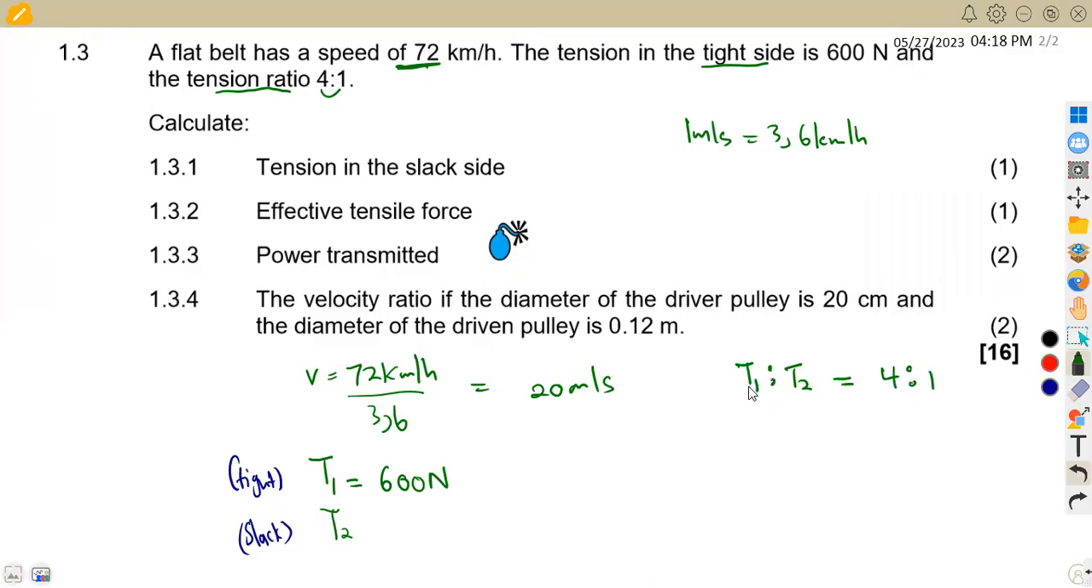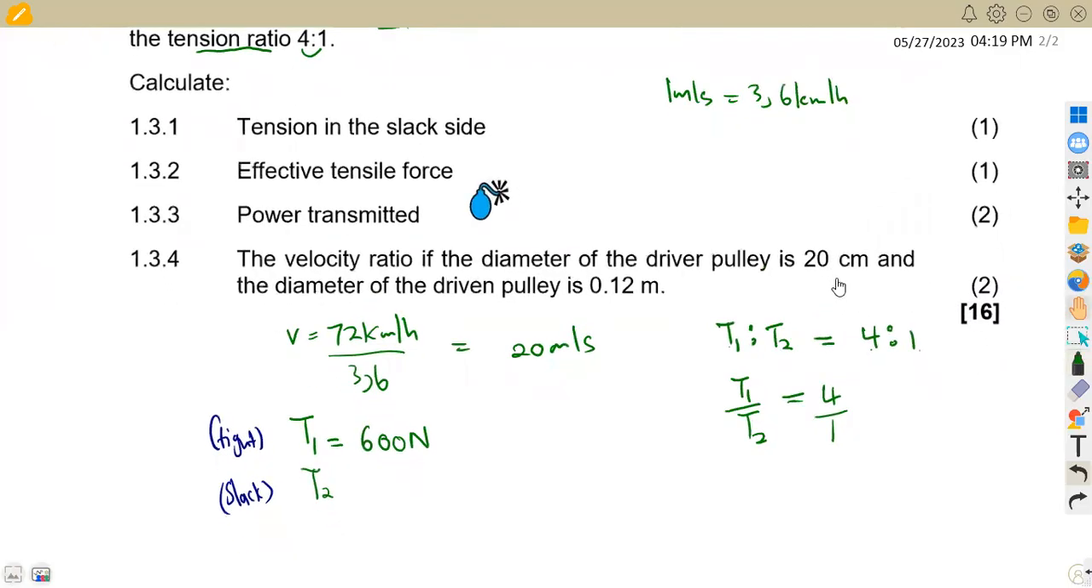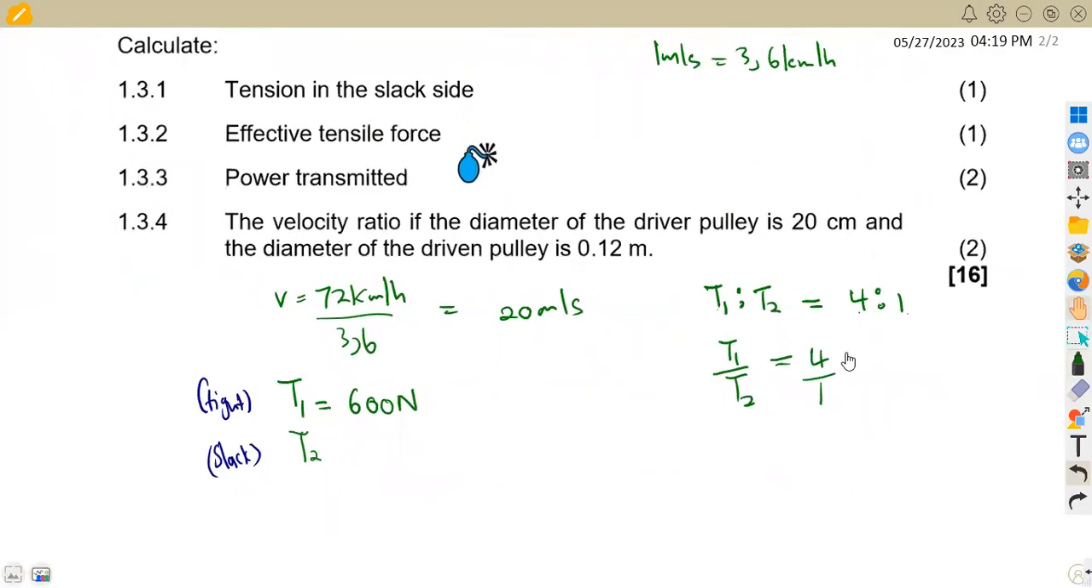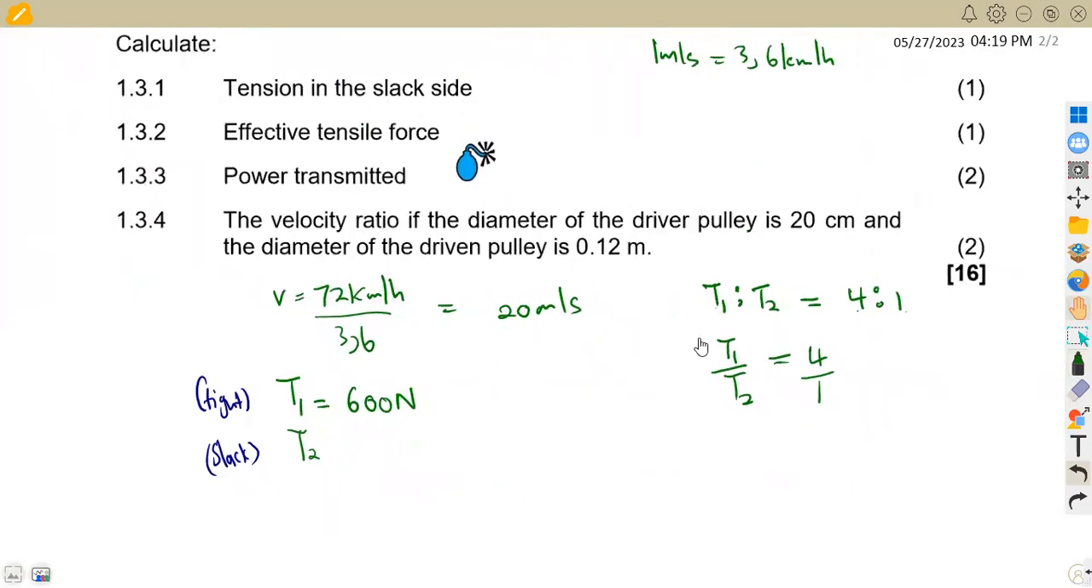So remember, T1 to T2 is the same as T1 over T2. So this is equal the same 4/1. So this can be written as 4/1. So you can manipulate any formula from this ratio, okay? So the question on the first part was to calculate the tension in the slack side. 1 mark for that, 1.31.